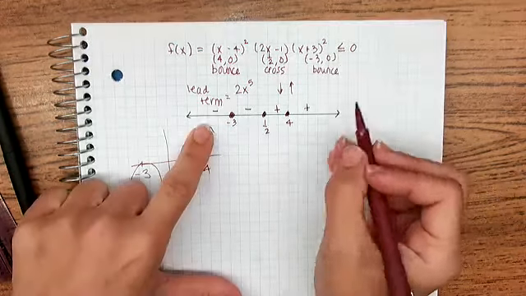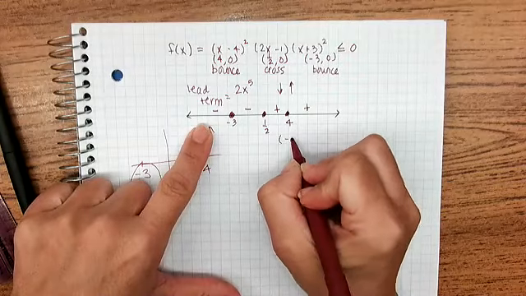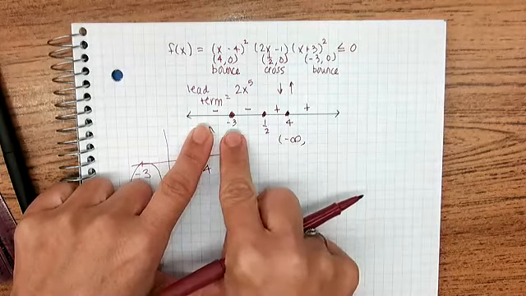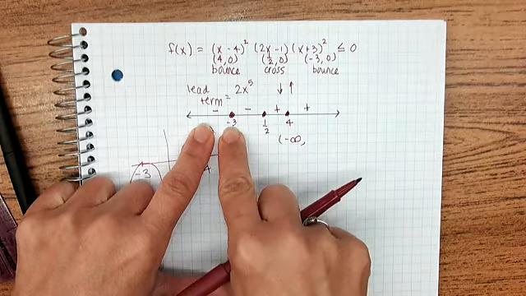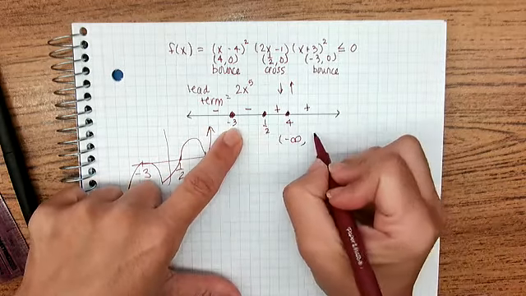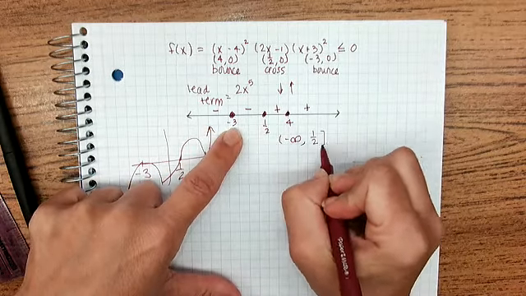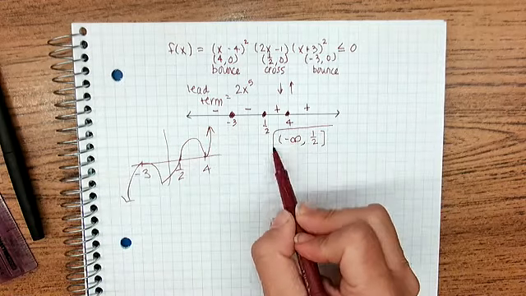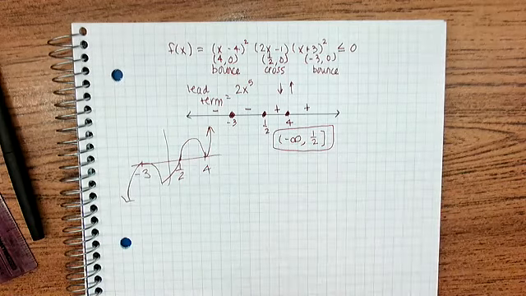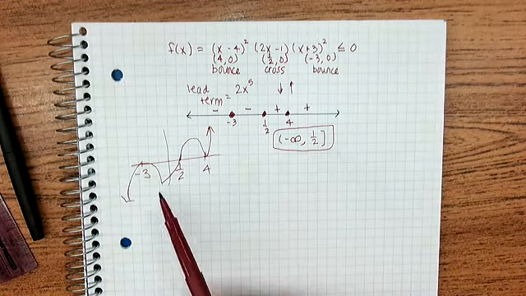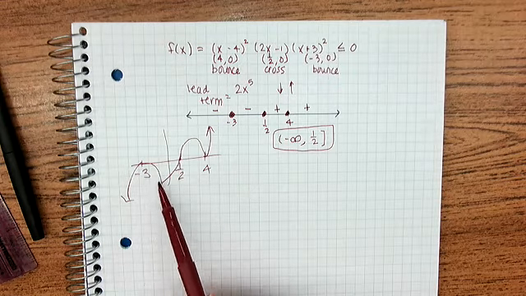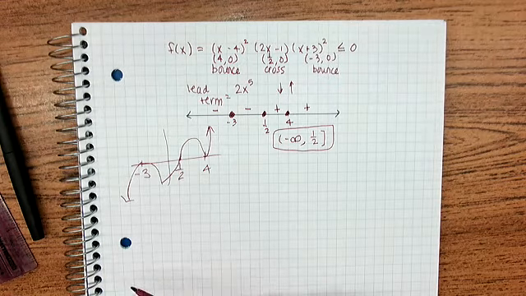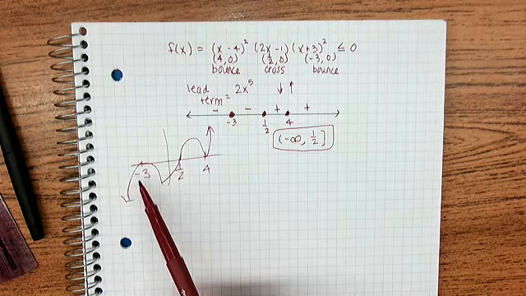Less than or equal to. Negative infinity. -3 is included, so I don't need a separate interval. So I'm going to take that all the way up to 1/2. And there's my answer. This graph is below the x-axis. The y values are negative all the way till you get to 1/2. Do not write a separate interval for -3.